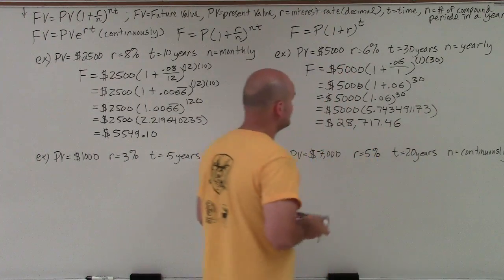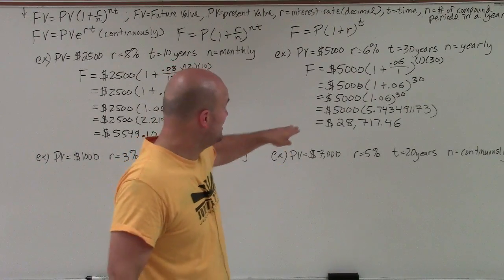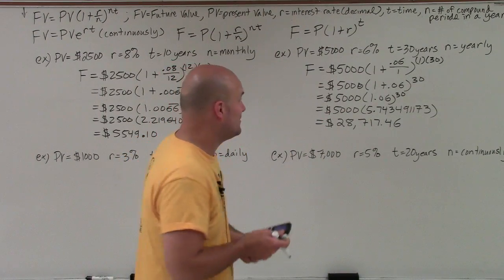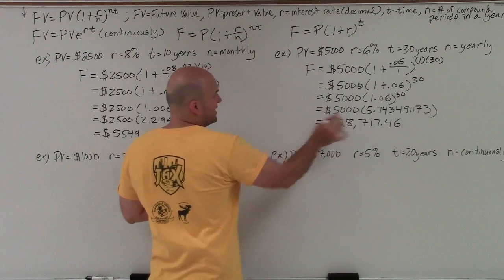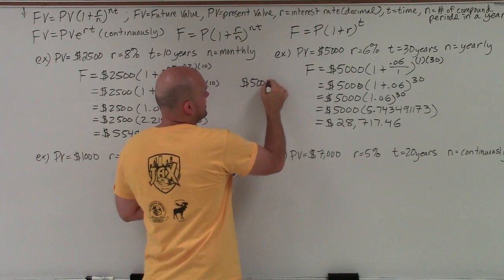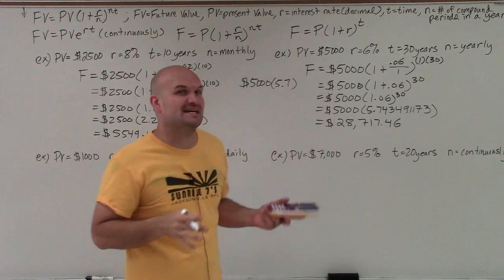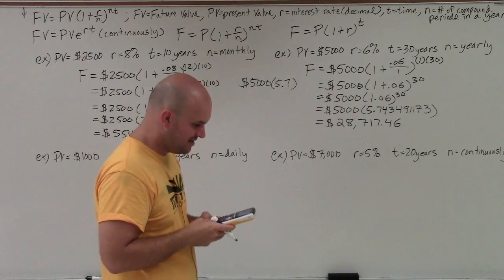28,707.46 as I round. So if you invest $5,000 for 30 years, you'll have $28,000. Now, just imagine, I want to show you something. If you rounded that, let's say instead you did 5,000 and rounded it to 5.7, right? You didn't use the whole decimal place in your calculator. Let's see what happens there.